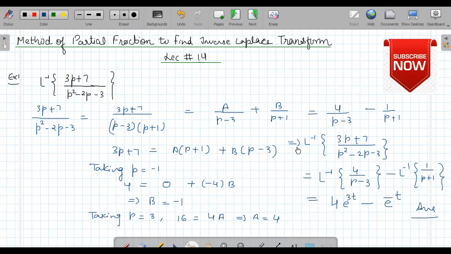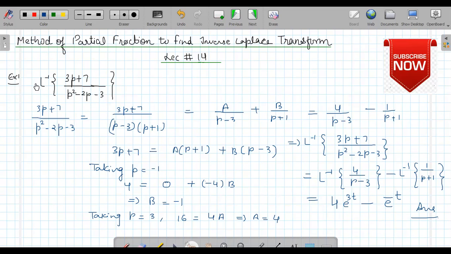In my last lecture, I told you about inverse Laplace transform, where I discussed the elementary methods to find the inverse Laplace transform of some functions of p. But sometimes that method doesn't work. In that case, we apply some other methods, one of which is the method of partial fractions. So let us understand this method by taking one example.